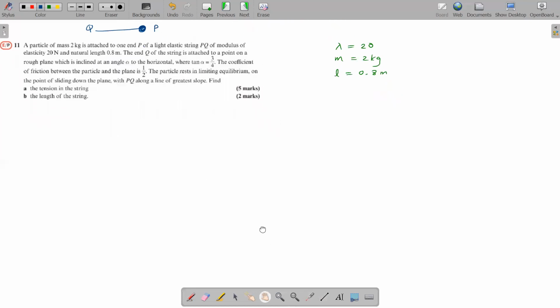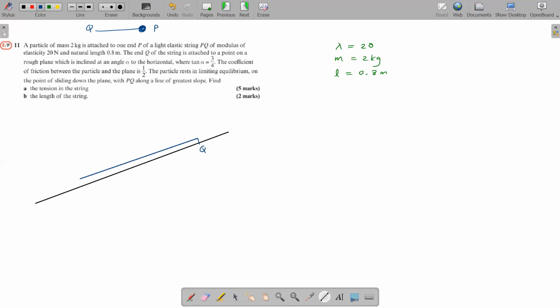Let's draw a rough inclined plane. How do you expect this particle to be? Can you mark the particle at the top and point Q at the bottom? Definitely not. According to the slope, the place where you're attaching Q should be at the top, and the particle should be at the bottom, along the plane. With the weight of the particle there will be some extension as well, because of the weight. So then you draw it like this.